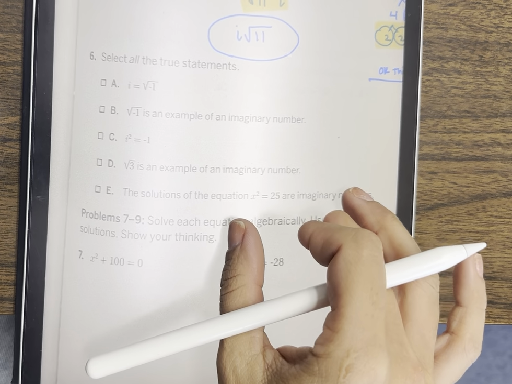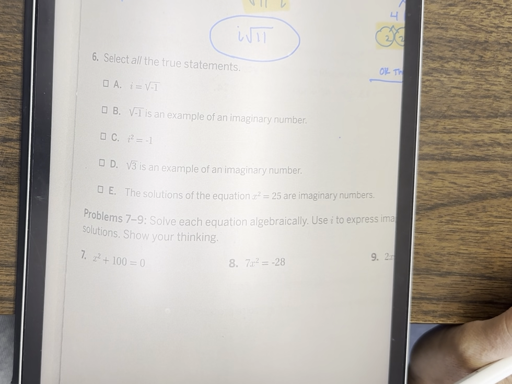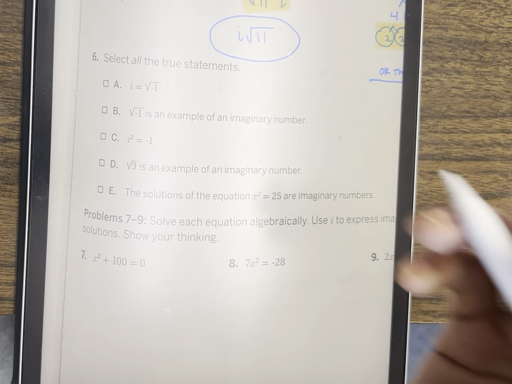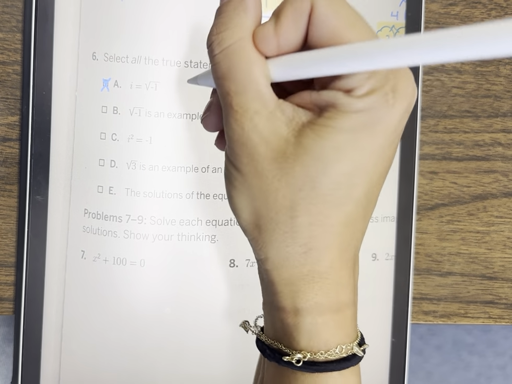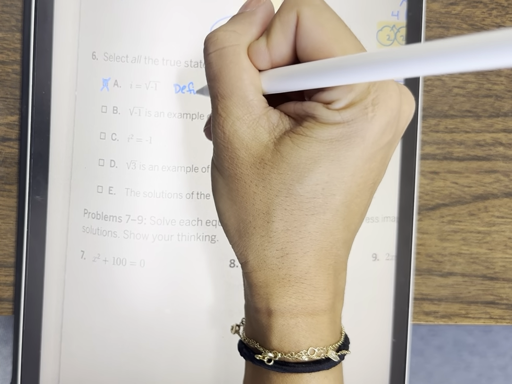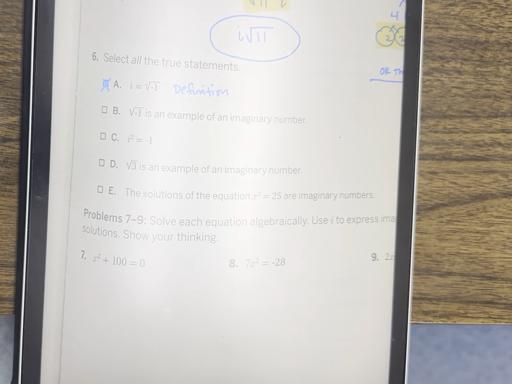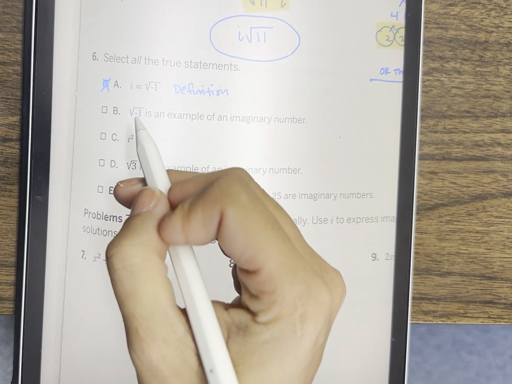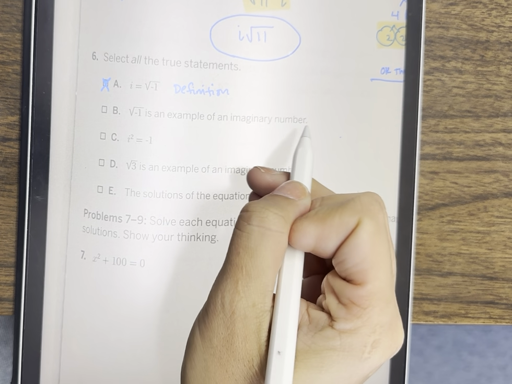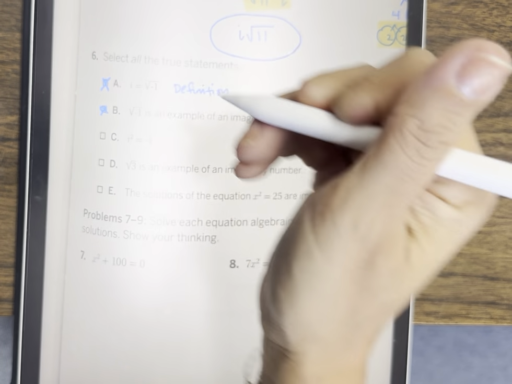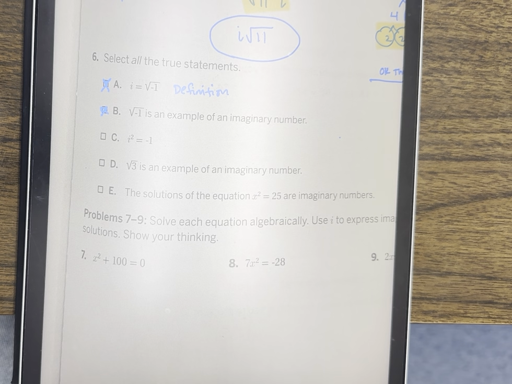Okay, let's go find some true statements. Is i equal to the square root of -1? Yeah, that's literally the definition of i. Somebody made it up and said that's what it is. The square root of -1 is an example of an imaginary number. Yes, it is, because it's i. Anything with i is imaginary.